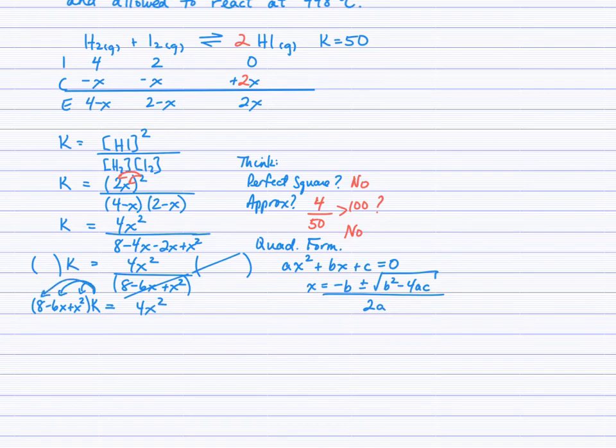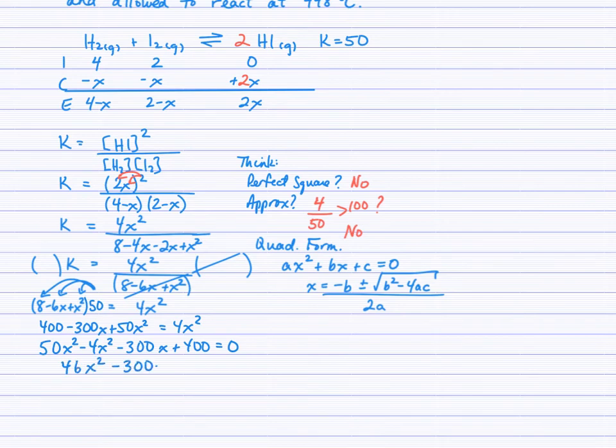And maybe because k is only 50, you might find it easier to substitute that at this point. Actually, perhaps we'll do that. So let me just adjust here. Okay, and so we distribute the 50. So 50 times 8, we'll have 400 minus 300x plus 50x squared, which equals the 4x squared. So I'll swing the 4x squared over to the left side and reorder my terms. So 50x squared minus that 4x squared minus 300x plus 400 equals 0. And 50 minus 4 is 46x squared minus 300x plus 400 equals 0.